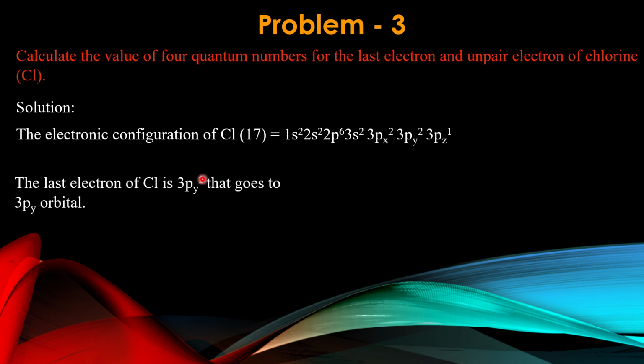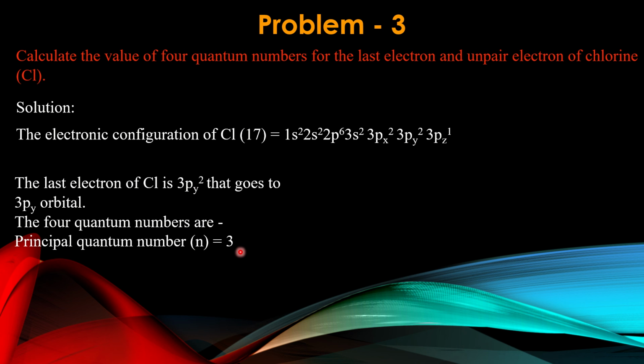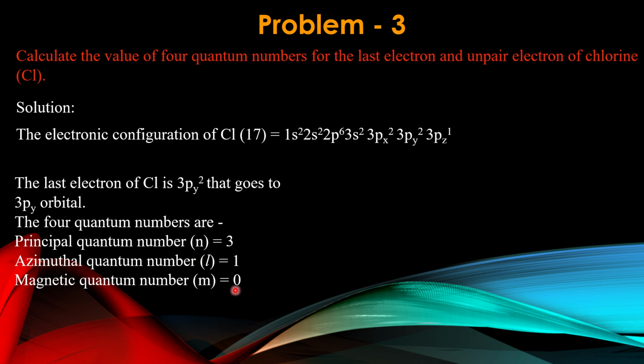And this is the second electron. I told you that the first electron goes clockwise and the second electron goes anti-clockwise. So it is the second electron and the anti-clockwise direction. So the value of the spin quantum number is -1/2. So the 4 quantum numbers are principal quantum number n equals 3, azimuthal quantum number L equals 1, magnetic quantum number m equals 0, and the spin quantum number s equals -1/2.